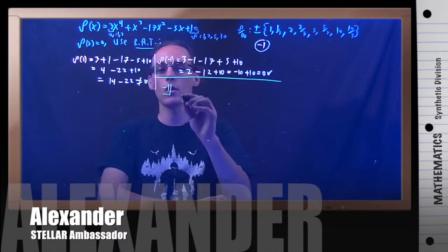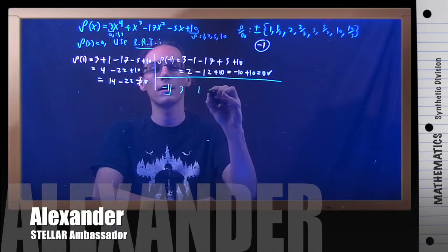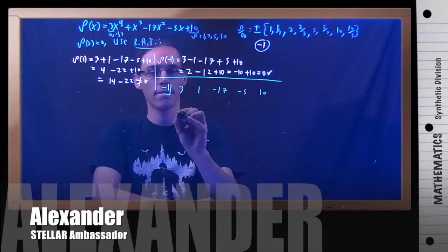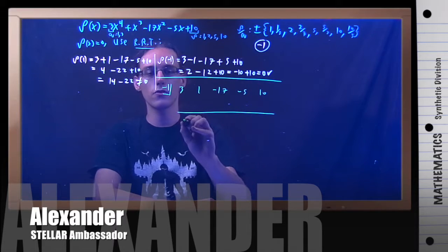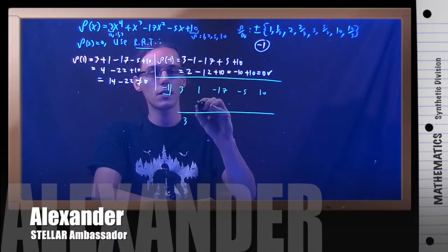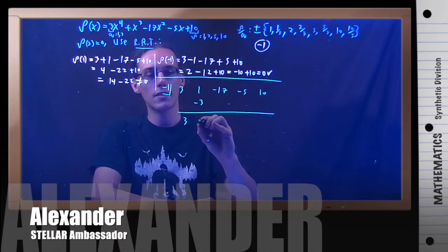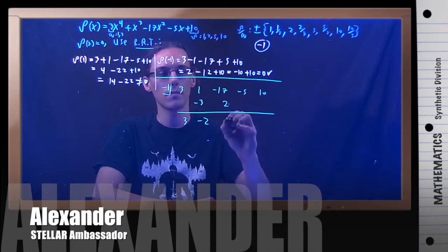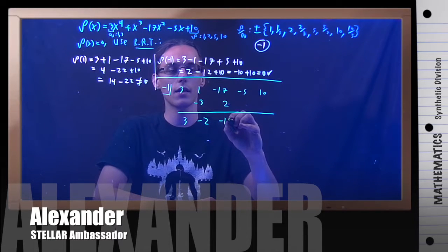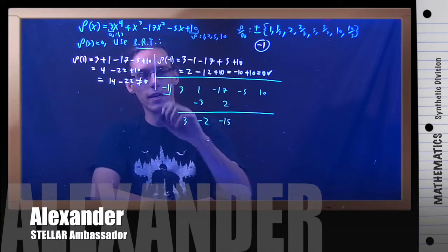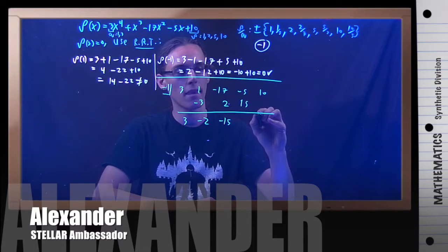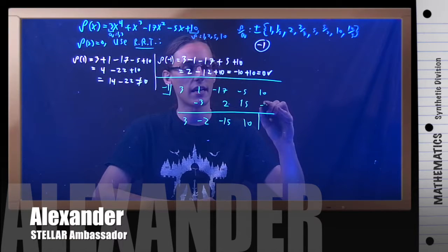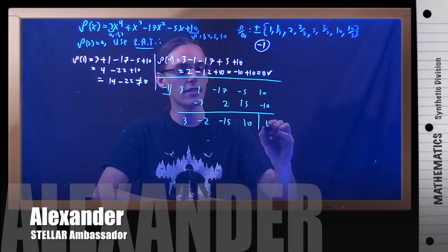Then I just pop off the coefficients here. So 3, 1, negative 17, negative 5, and 10. Bring down my first number, which is 3. 3 times negative 1 is negative 3. Add these up, I get negative 2. Negative 2 times negative 1 is positive 2. Negative 17 plus 2 is negative 15. Negative 15 times negative 1 is positive 15. Add that to 5, I get 10. And then 10 times negative 1 is negative 10. 10 plus negative 10, that's a 0.